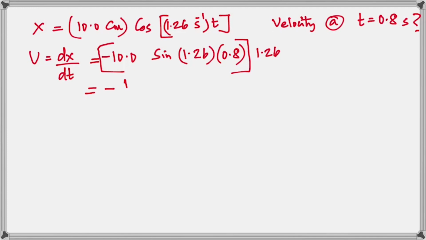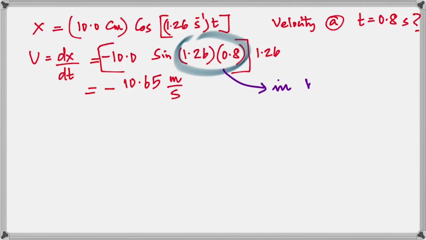Because when you do cosine omega t, you get negative sine omega t times omega, because omega is a constant. You also have to remember that this whole angle is in radians. So put your calculator in radians, multiply these two first, and then find the sine of that angle. I did that, and I got negative 10.65 meter per second. Do remember that the angle should be in radians.